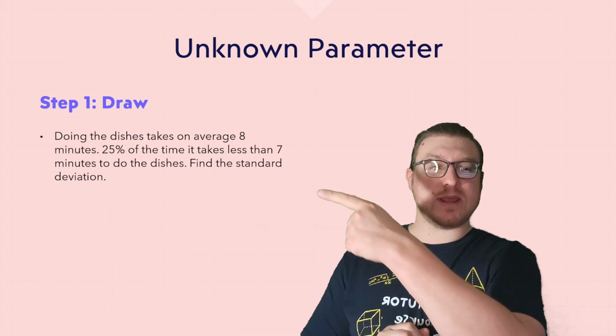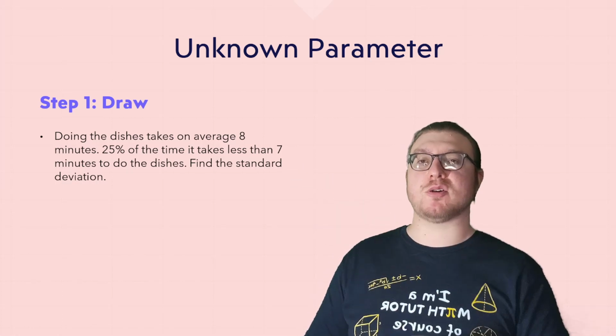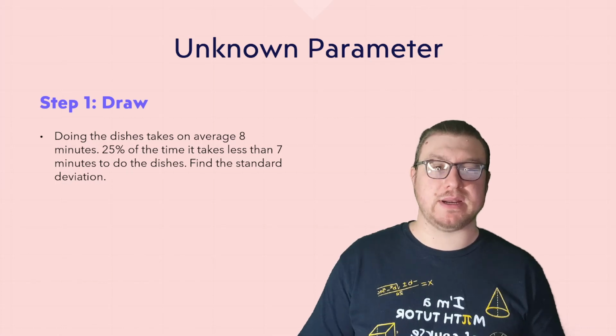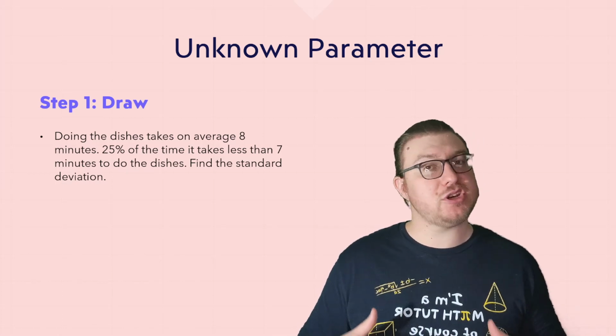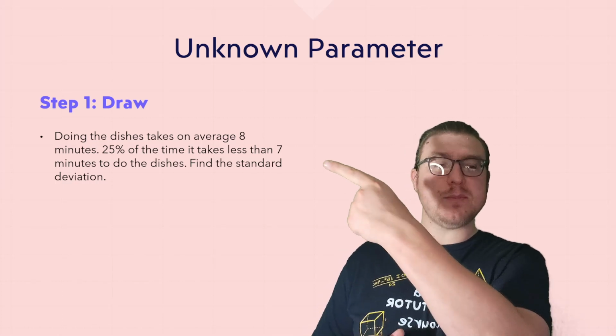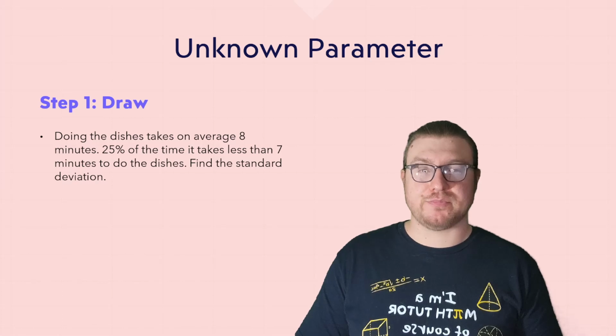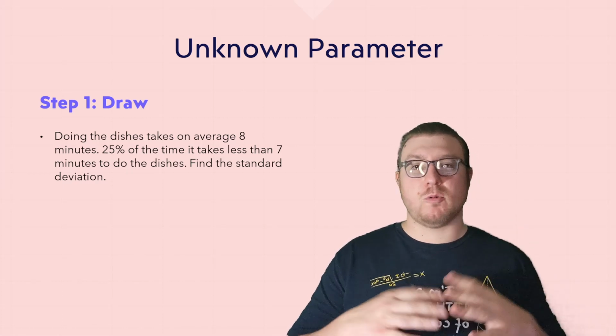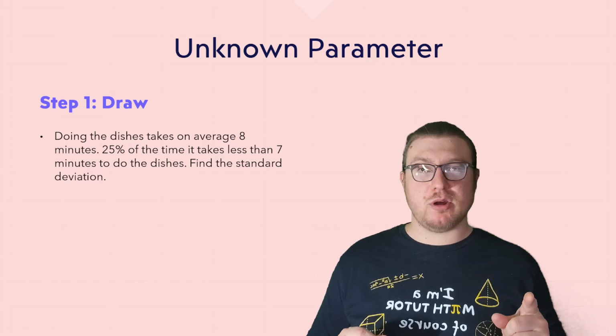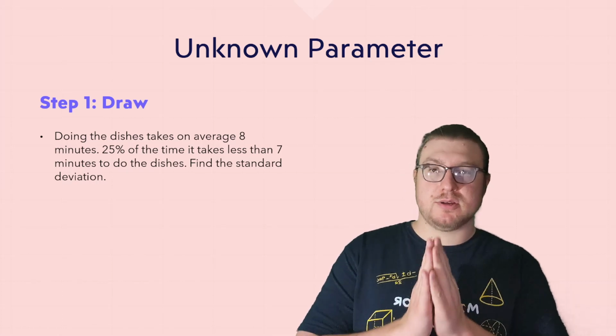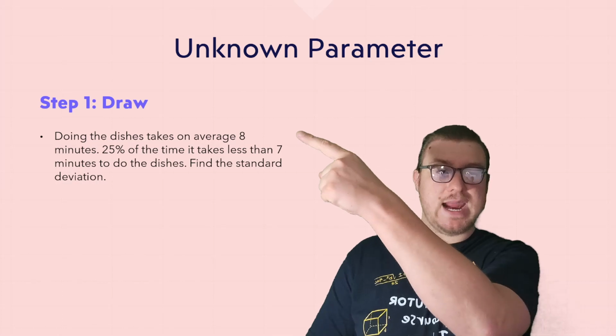So again, we can see we have to do these steps because we're asked to find a parameter. If you're looking at a question and you don't know what to do, think about what the question wants and then what we need to do to solve. So first of all, let's draw it. What do we always do? Bell-shaped curve, line through the middle, put down the mean, which is 8.